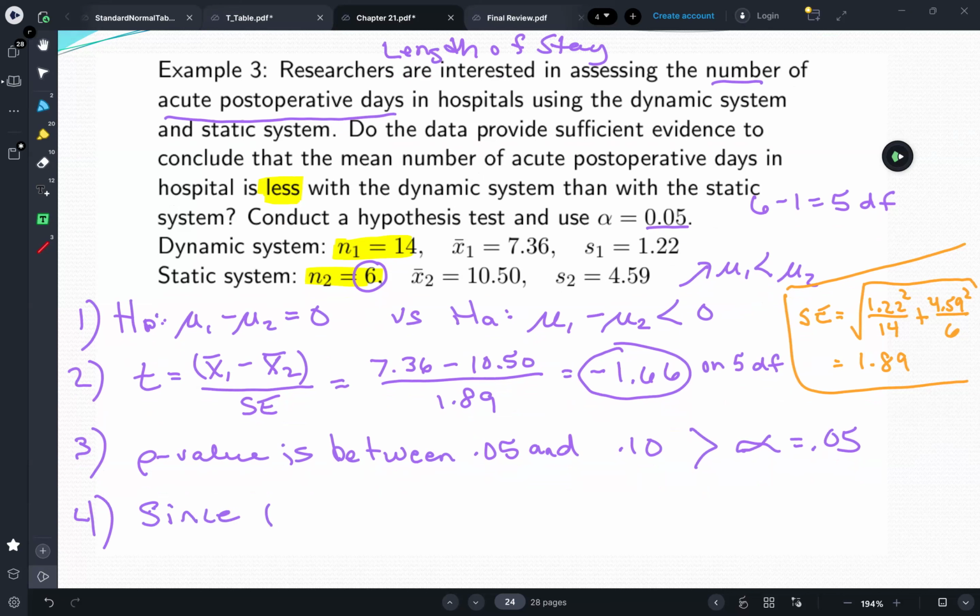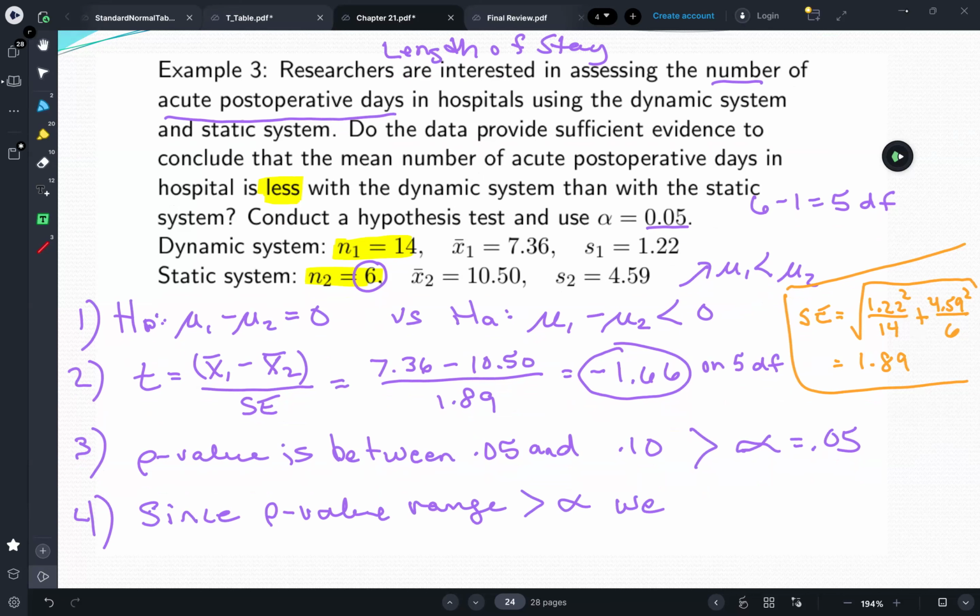Since the p-value range is greater than alpha, what do we do? Reject or not reject? It's a binary answer, right? It's one or the other. What are we going to do?